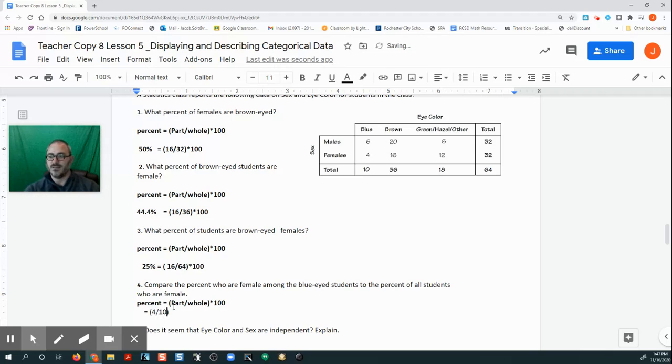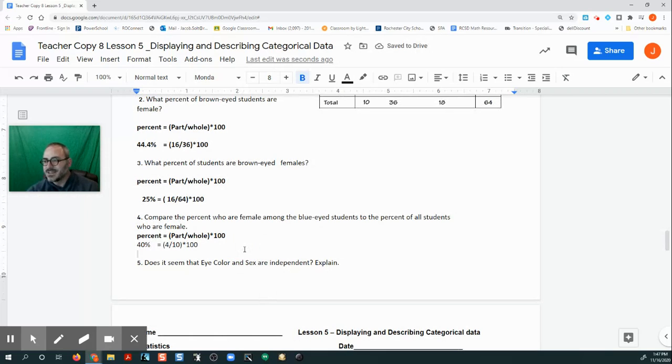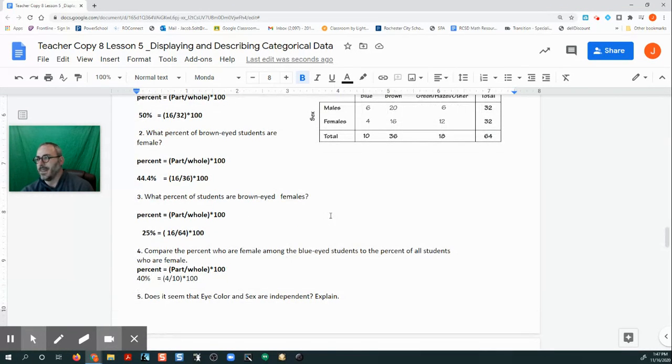40%. All right, now times 100, and the 40% goes over here, Mr. Salt. All right, now I got to compare this among blue-eyed students to the percent of all students who are female. So all students, that's definitely going to be my whole, right? All students. Why did I do that?